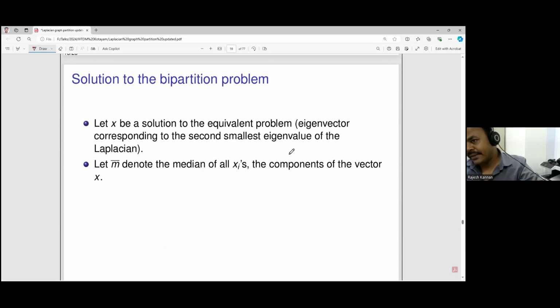all the entries of the eigenvector are, of course, real numbers. We are dealing with real matrices, real symmetric matrices. So all the eigenvectors and eigenvalues are both real. So every entry is a real number for the second smallest eigenvalue. Let us take m bar to be the median of all the xi's. xi is a set of n numbers. So you compute the median of these numbers.